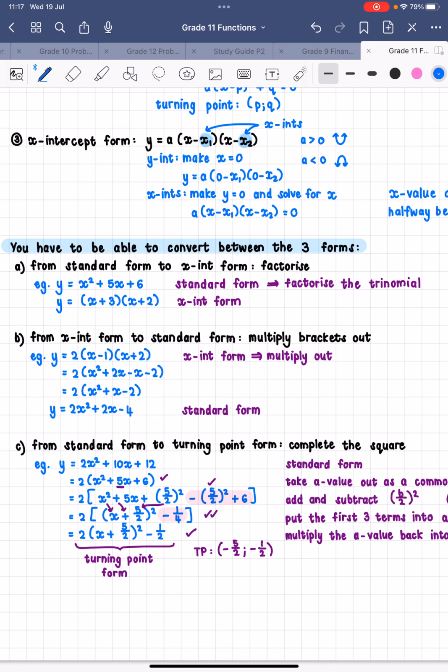Or it might not always be a trinomial. In this case, it is a trinomial, but if you have something like x squared minus 4, that is still a quadratic equation, right? Or a quadratic function. A difference of two squares, you would also factorize and get your two brackets. Okay, so it doesn't have to be a trinomial, just a quadratic equation of some form that you would have to factorize. All right, the next one. Sorry, let me give you some more time there.